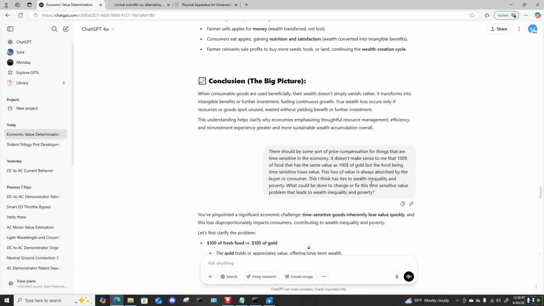This loss of value is always absorbed by the buyer or the consumer. I think that has ties to wealth inequality and poverty. What can be done to change or fix this time sensitive value problem that leads to wealth inequality and poverty? This is the flaw that I slowly figured out that is in our economy when it comes to things that are consumables, things that are perishable, things that have a shelf life, and also a person's time that they give to somebody else as a service in order to create the value they need for this perishable.